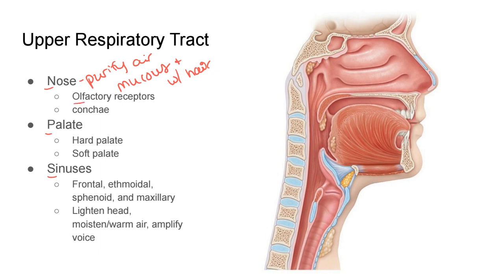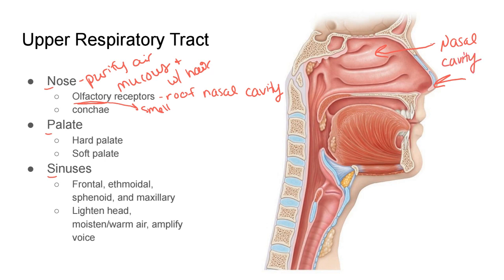It also has olfactory receptors built into it. They're in the roof of the nasal cavity. The olfactory receptors are our smell receptors. So those are responding, sending messages to our brain about the chemicals that are coming in the air and coming in contact with those. This is all our nasal cavity here, and those olfactory receptors will be along the top here.